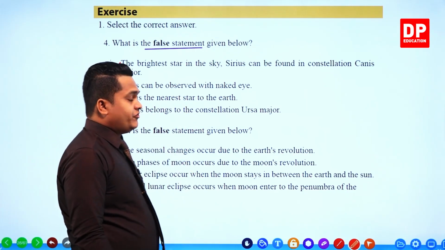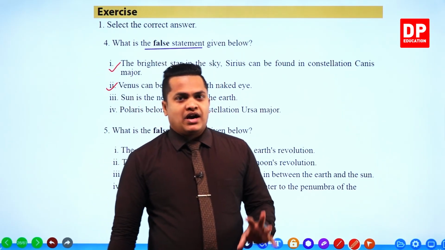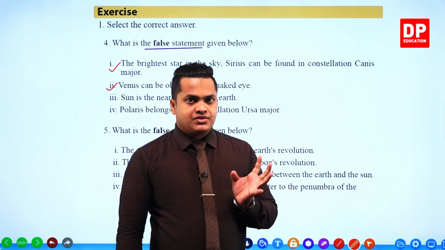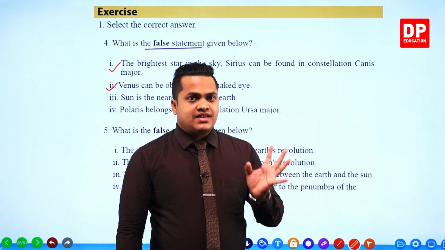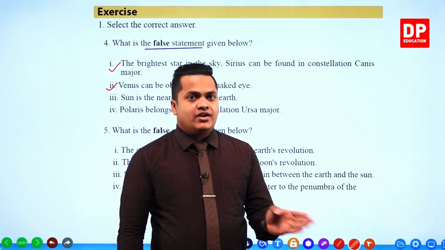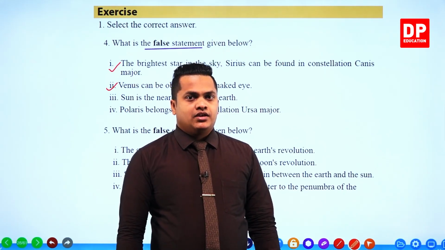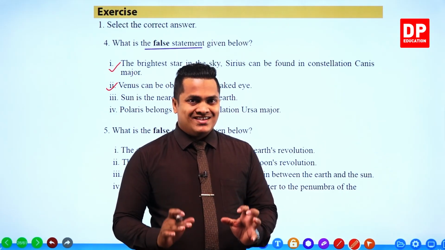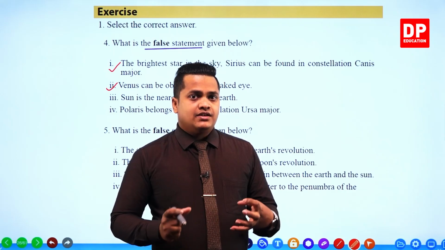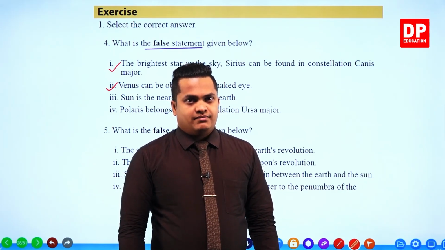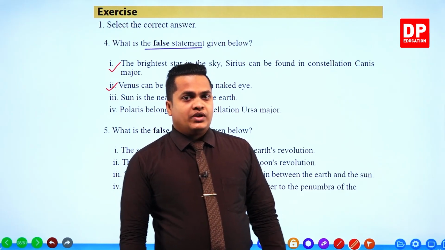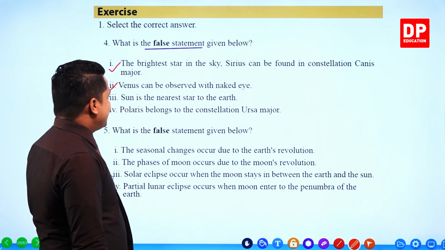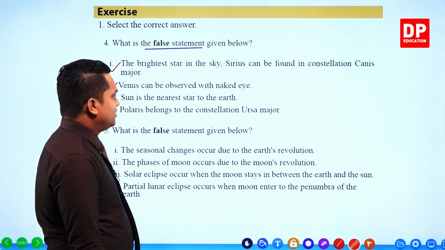My dear children, Venus is very bright. Apart from the Moon, Venus is the brightest object which we can observe in the night sky. The first and foremost bright object is the moon. The second brightest object is the planet Venus. So Venus can be observed with our naked eye. There is no problem in it. It is correct.